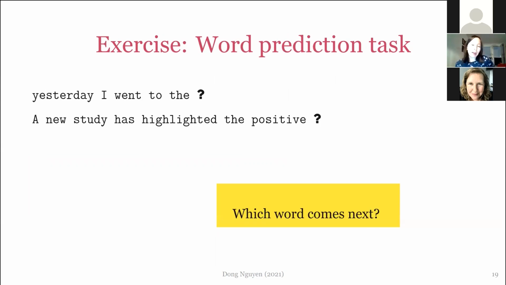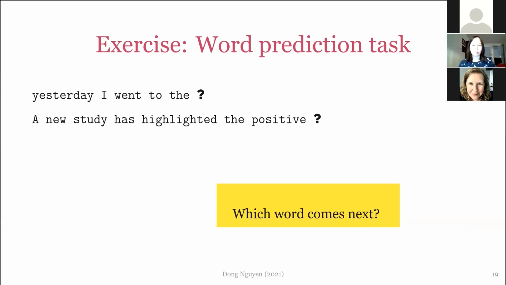So here's one example that we could give to, let's say, a neural network. We give words, and then we ask the neural network to predict the missing word. So for example, "Yesterday I went to the blank," or "New study has highlighted the positive blank." And then the question is, which word comes next?